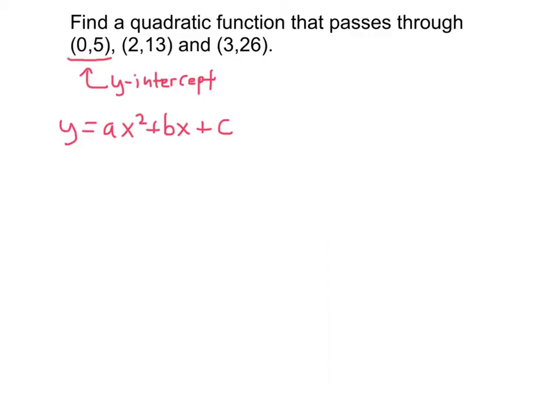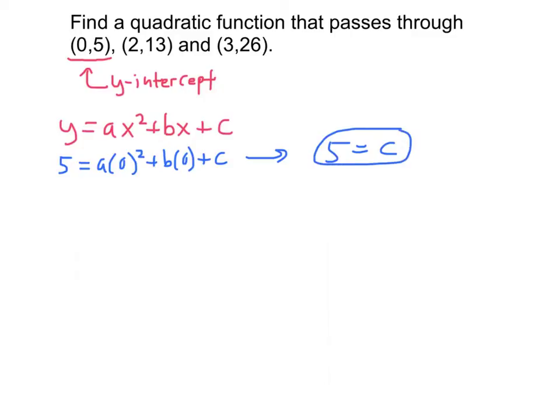And we're going to plug the 5 in for y and the 0 in for x. So 5 equals a times 0 squared plus b times 0 plus c. Now when we simplify that one, we just get 5 equals c, because when you multiply something by 0, the answer is just 0. So we actually get c right away, and that's why this ends up being a little easier.